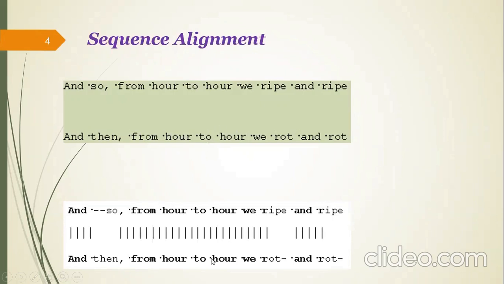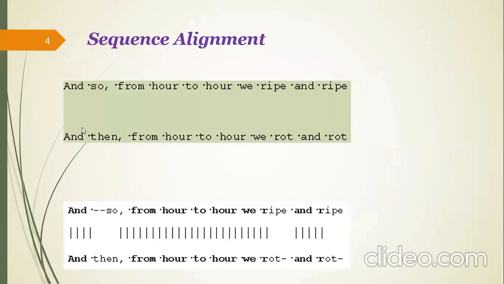The same applies with DNA sequences. We don't know the sequence, and we don't know what the sequence means. Like if it is insulin, we don't know that from the sequence alone. So what we will do is align the sequence with some known sequence.